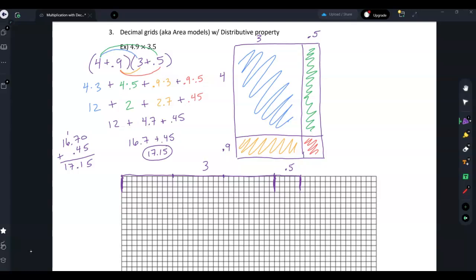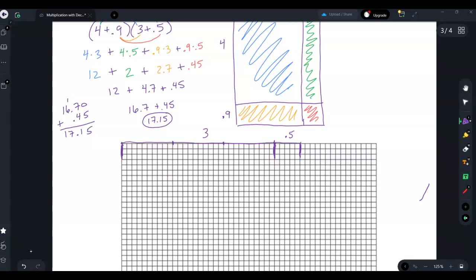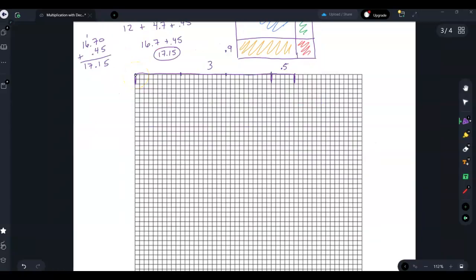And then I'm going to need the 4 and the 9/10 along the left-hand side. So I'm going to count again. Every 10 is 1 whole. 1, 2, 3, 4, 5, 6, 7, 8, 9, 10. There's 2. There's 3. And 1 through 10 is 4.